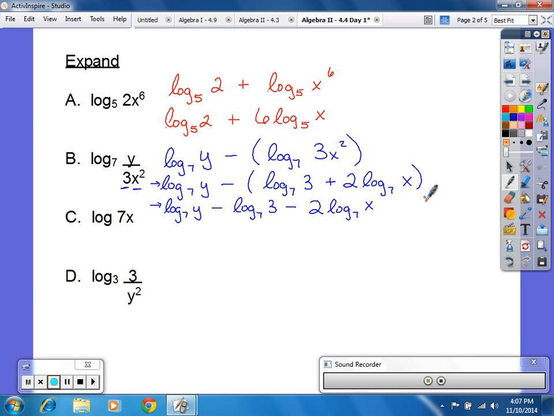Okay, pause a moment. I want you on the back of your worksheet to try letter C. Expand the log of 7x. Turn it back on when you're ready. Okay, check your work. For log of 7x, you should have expanded this to the log of 7 plus the log of x. Okay, your turn again. See if you can expand letter D and then turn the recording back on.